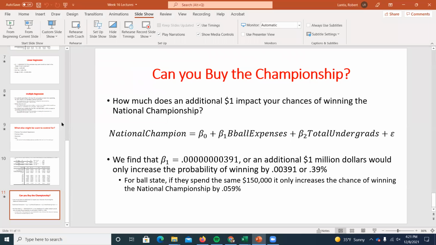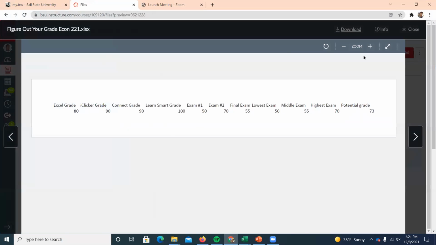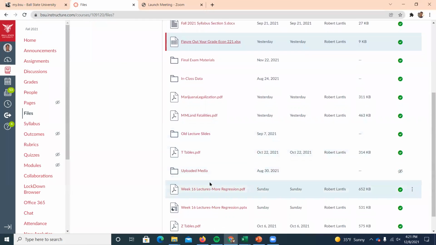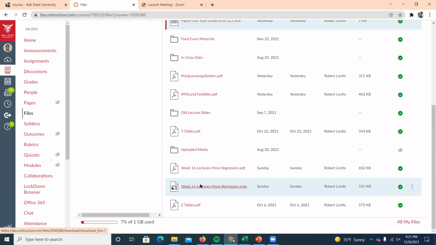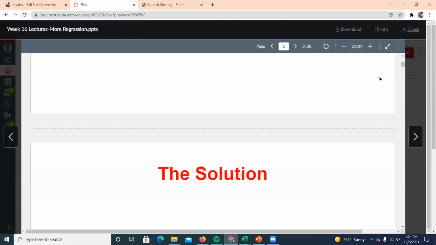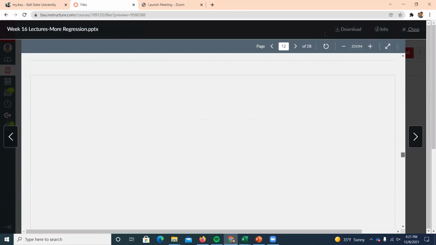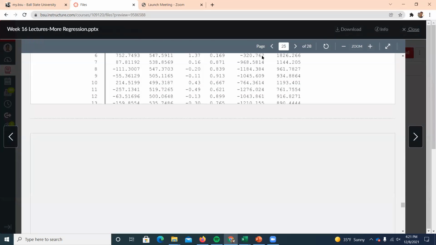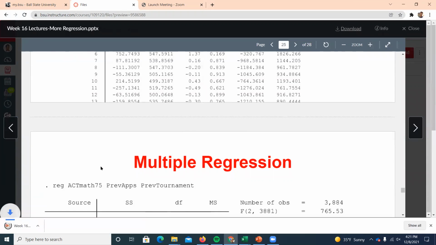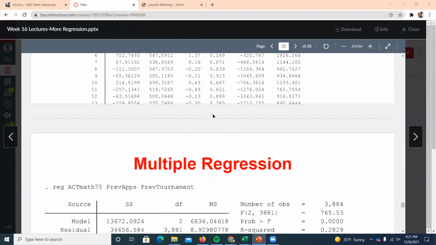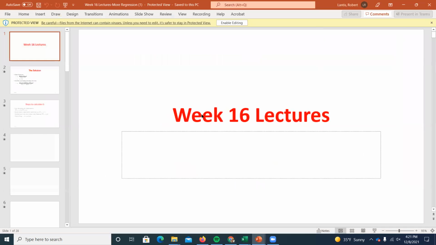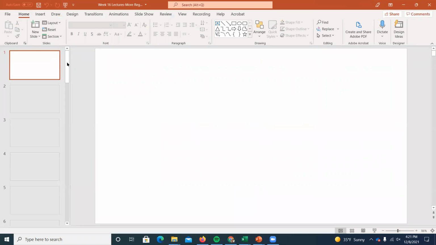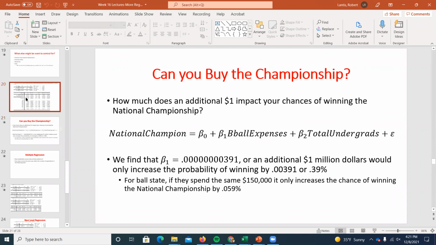Now, whoops. Did I not have... This might be an old one. Let me open the file that I put up here, because I know this one has. Does this have the other slides in there? Maybe not. Let me see. Oh yeah. Yep. Here we go. I don't know why, I accidentally deleted them earlier. So where did we just leave off? Oh yeah, can you buy the championship, right?